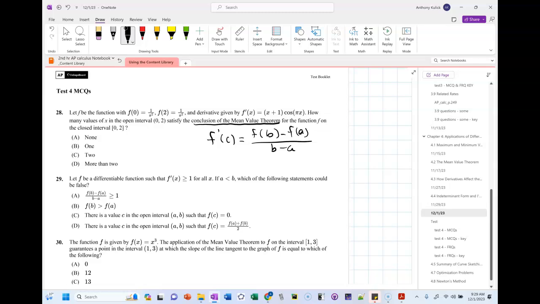Okay. Should you know your 3 value theorems by heart? Your intermediate value theorem, extreme value theorem, mean value theorem? Yes, you should know those by heart. So if I do that, well, f of b, a and b were just 0 and 2. So I get that average rate of change is just going to be 0.